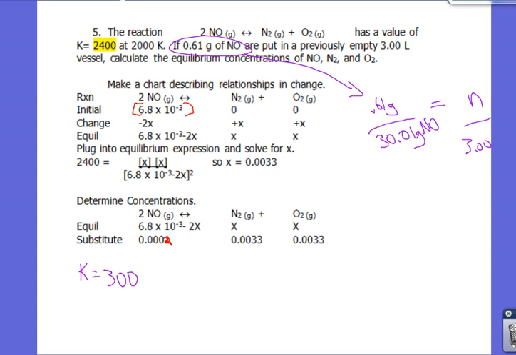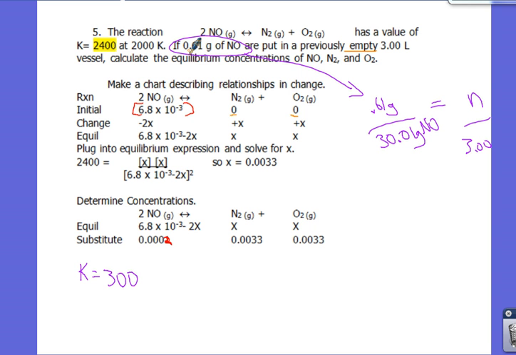That solver function can be used for the next couple of problems, but if you don't set up the scenario correctly, the solver's never going to help you. So like in this one, here's the reaction. 2NO produces N2 and O2. That's the reaction. We have 0.61 grams of NO in a 3-liter vessel. It was previously empty, so therefore these two values are 0. If it was an empty thing, and then this was added into it, the products are empty.